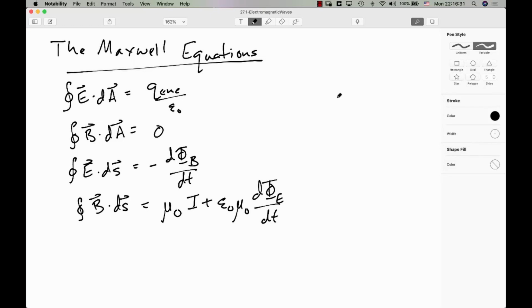In the last video, we had finished up developing the Maxwell equations. We have the two Gauss's laws. Gauss's law for electricity, remember, says that a way to make electric field lines is to have them start or stop on electric charges. Gauss's law for magnetism says there are no magnetic charges. So we can't have magnetic field lines starting or stopping on things.